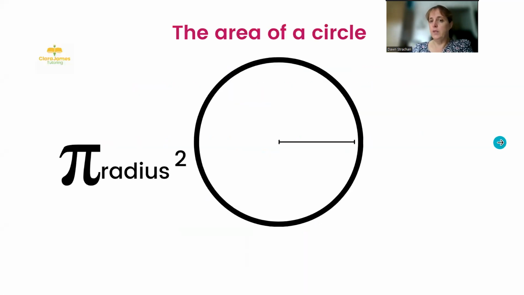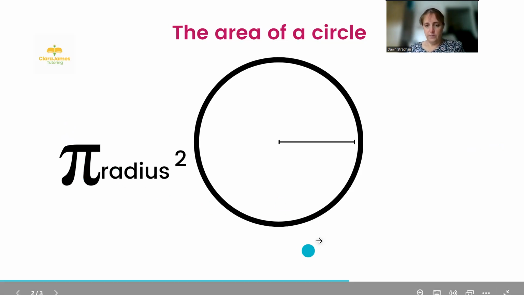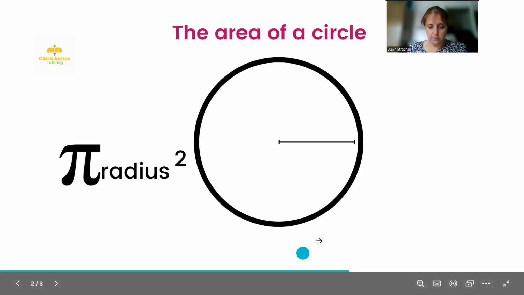Okay. The next one we're going to look at is the area of a circle. And that involves using pi. And if you're not familiar, I'm going to stop sharing my screen for a second and show you how to get it up on the calculator.